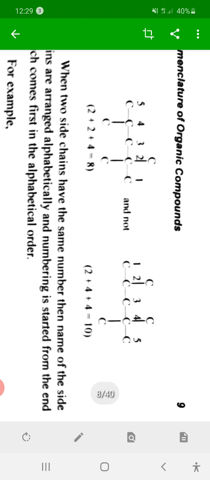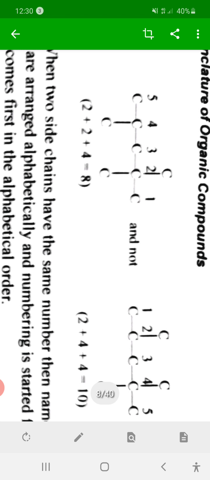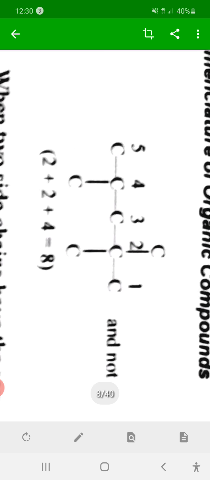In the first case, one of the carbons possesses two substituents. Therefore, which way is correct? For checking that, consider it as 2 plus 2 plus 4; two substituents, therefore count it two times. Here, by this way of numbering, carbon 2 has only 1 substituent, while carbon 4 has 2 substituents. Therefore 2 plus 4 plus 4. That is, this one is 10, this one is 8. Therefore this one is the correct way, 1, 2, 3, 4, 5. This one is the correct way.